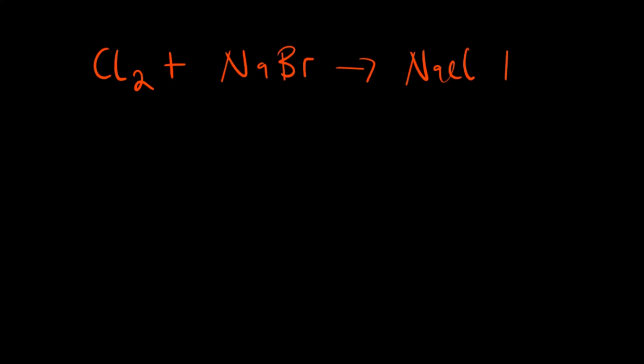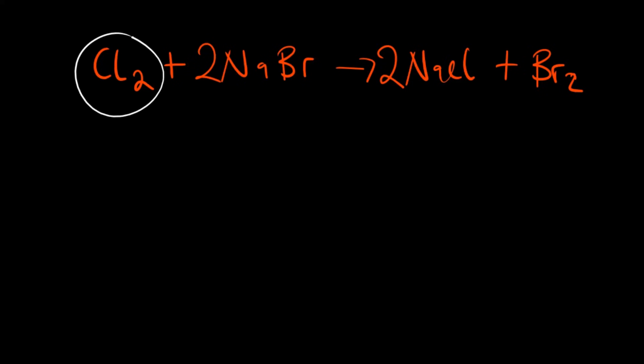Let's say I've got chlorine, let's say it's reacting with sodium bromide. Then let's say we have sodium chloride, then plus bromine molecule there. Now if it's balanced, I'm going to put a 2 there. I'm also going to put a 2 there, then it's balanced. Now let's just look at these molecules. Chlorine here is just a normal molecule, 0 oxidation number.